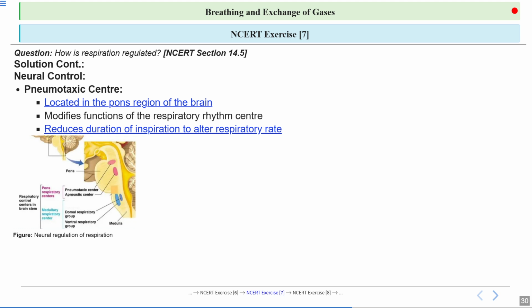But your rhythmic respiratory center, which is present in the medulla part, maintains the rhythmicity in the respiration. And this one in the pons is responsible for altering it according to the need, right?